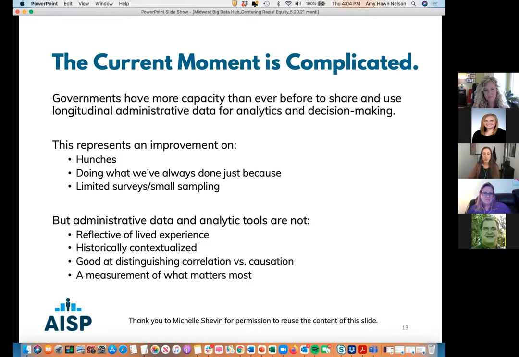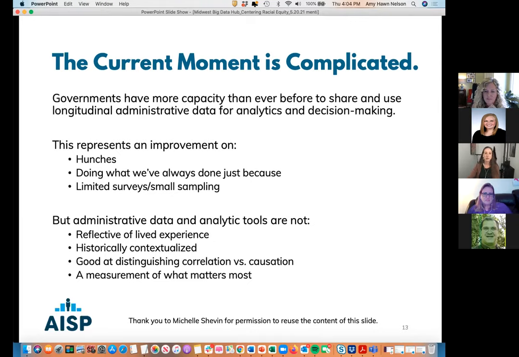So it's an improvement, but it's a long way to go, right? Because we know that a lot of these big data are problematic, right? They're not reflective of lived experience. They have no context to them, right? And data don't speak for themselves. They're not great at distinguishing correlation versus causation. And typically we are functioning with a series of proxies.